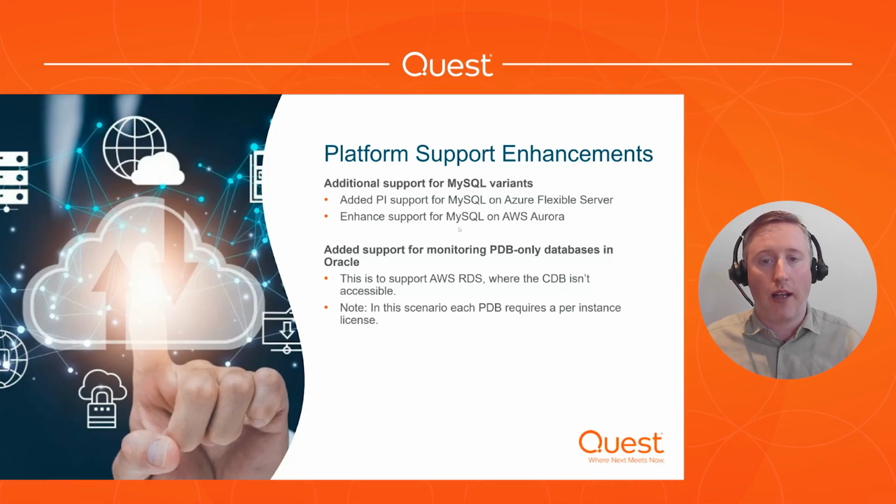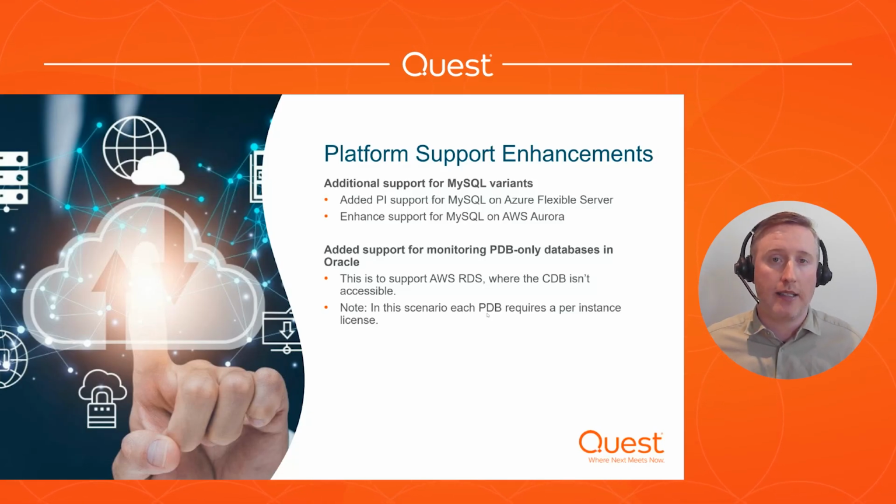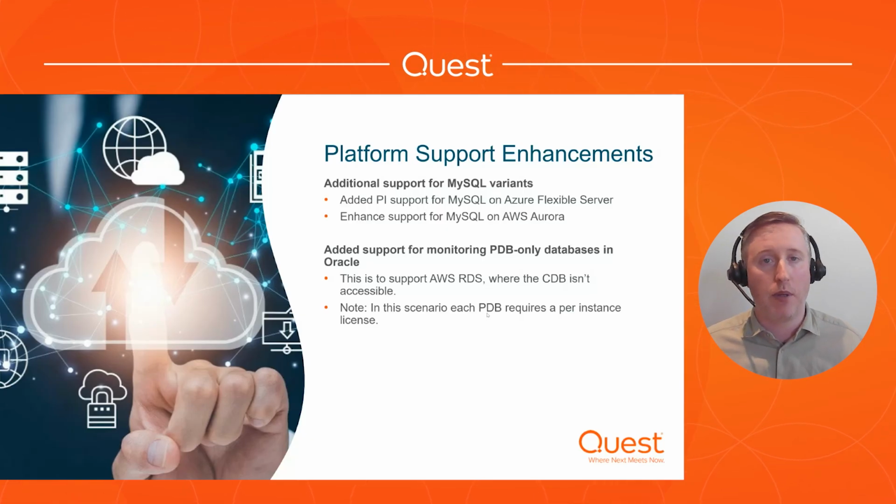For the Oracle folk, we now support monitoring PDB-only databases. This is in particular for AWS RDS, where you can't connect to the CDB. But it is important to note that each PDB will be treated as a separate instance within Foglight and will require its own per-instance license. So you can use this on premise if you like, but be warned that you will need to license each PDB individually. So from a licensing point of view, it doesn't make much sense to do it outside of AWS RDS.